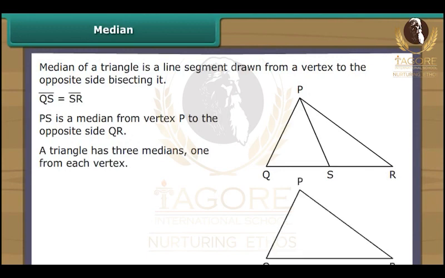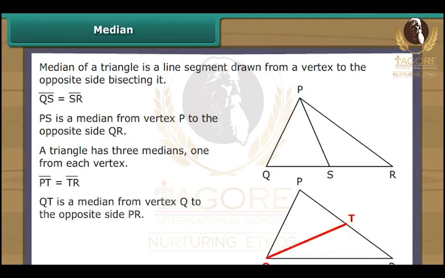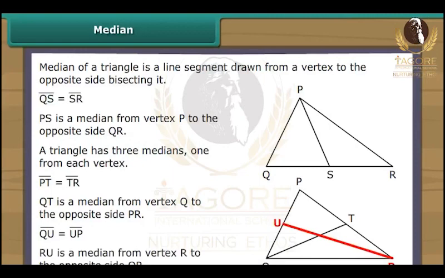Let us draw the remaining two medians. We draw a line segment from Q to cut PR into two equal halves at point T. Therefore, QT is a median from vertex Q to the opposite side PR. We draw one more line segment from R to cut QP into two equal halves at point U. Therefore, RU is a median from vertex R to the opposite side QP.